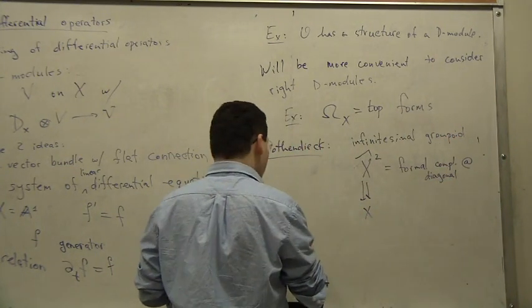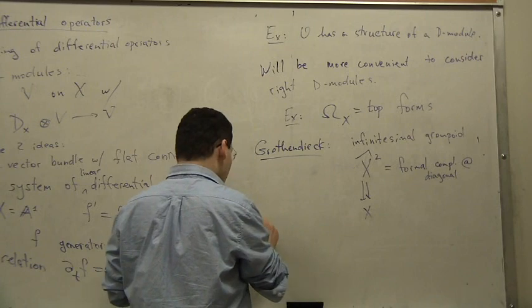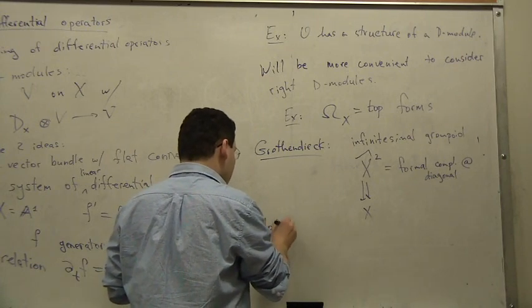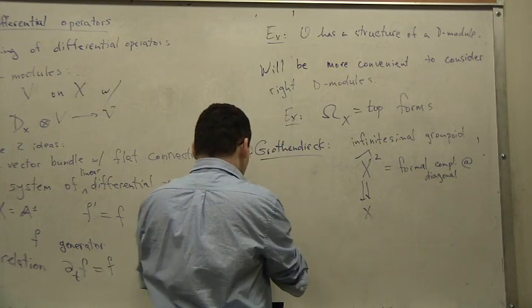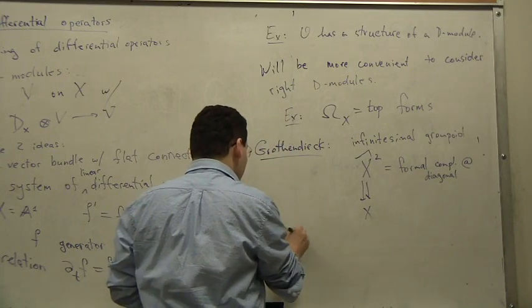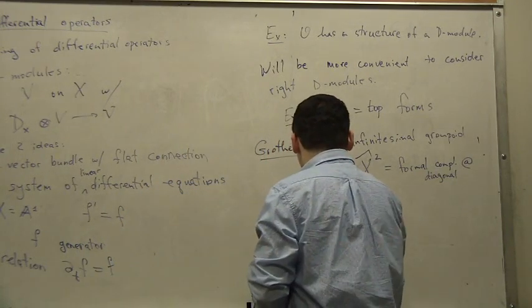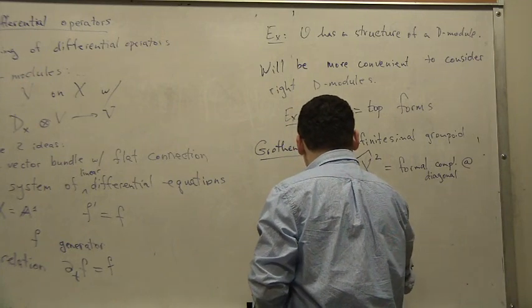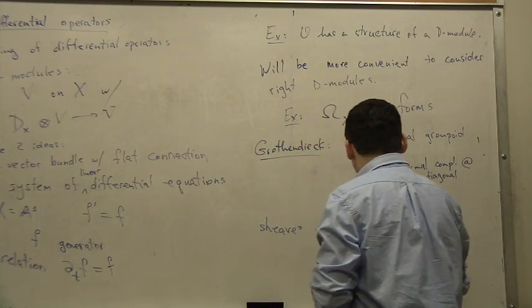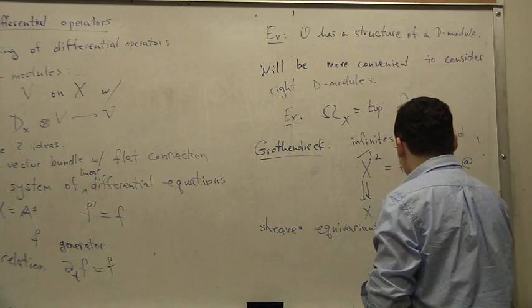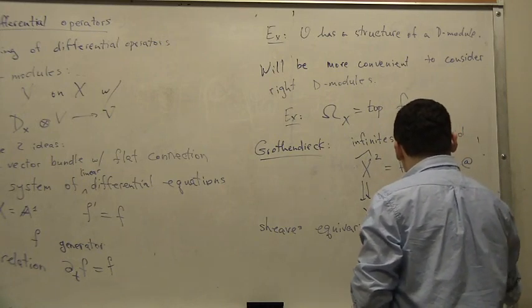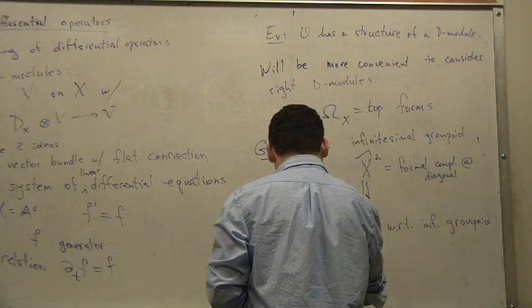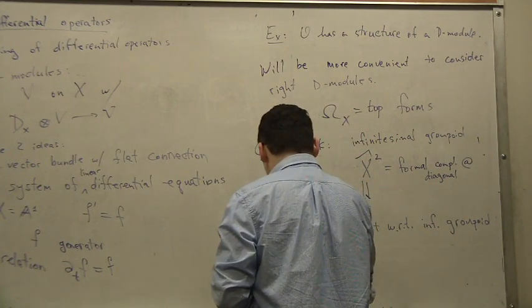And the statement is that modules, sheaves equivariant with respect to the infinitesimal groupoid, these are exactly the same as D modules.